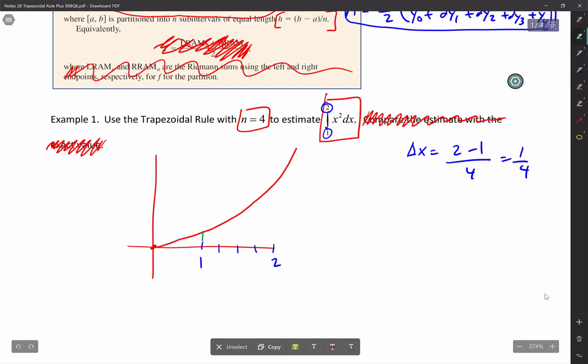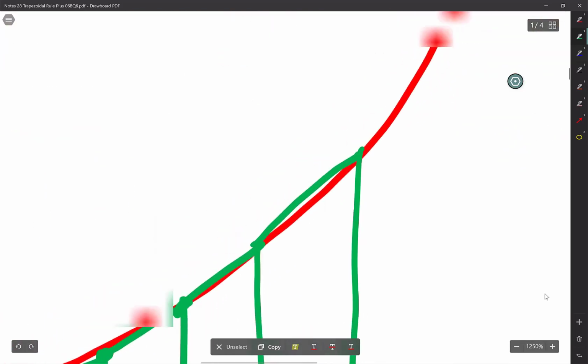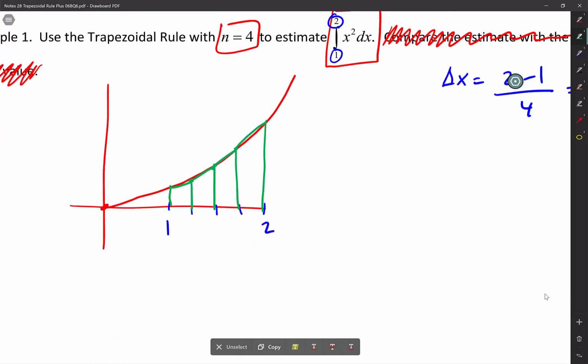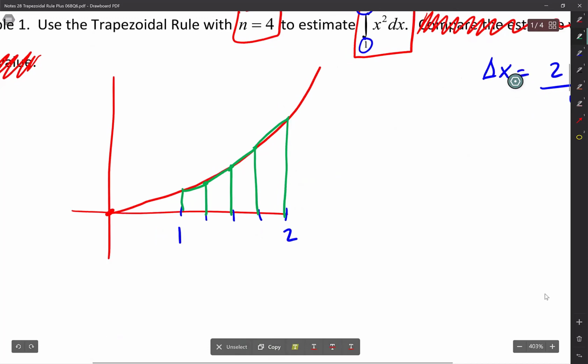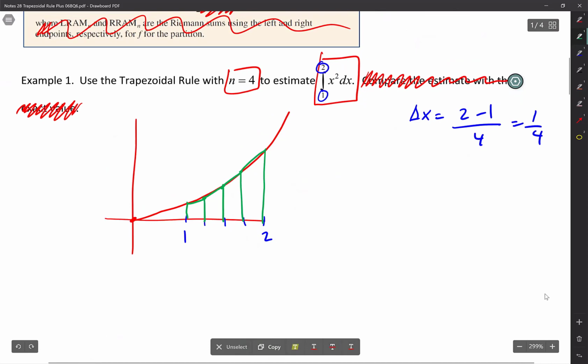So here we go. Here's my first trapezoid. Connect those points. Point there, second trapezoid, third trapezoid, fourth trapezoid. If you were to zoom in on the trapezoids, they are just barely slightly above the curve, just barely. Maybe we'll tell you how to do the exact in a little bit. We'll see. All right, because the heights are the same, I can use my formula.